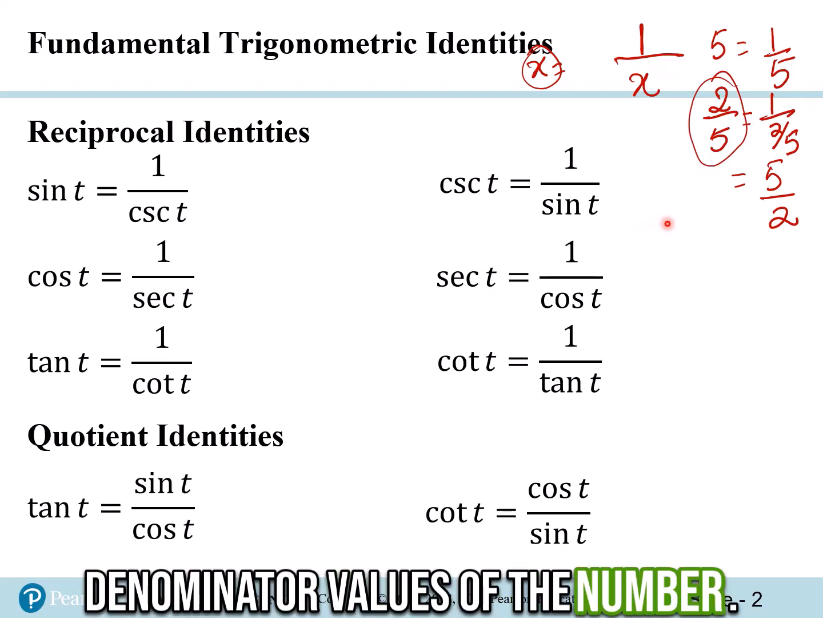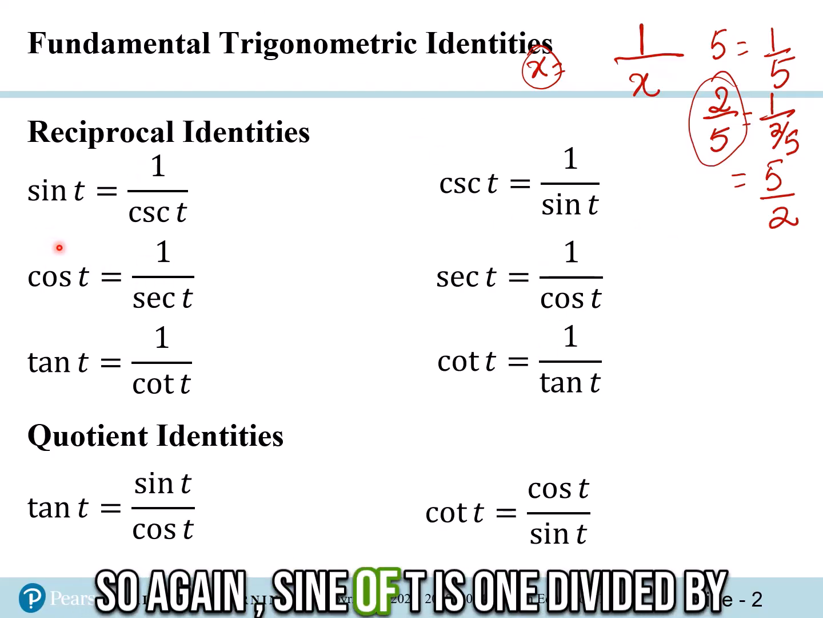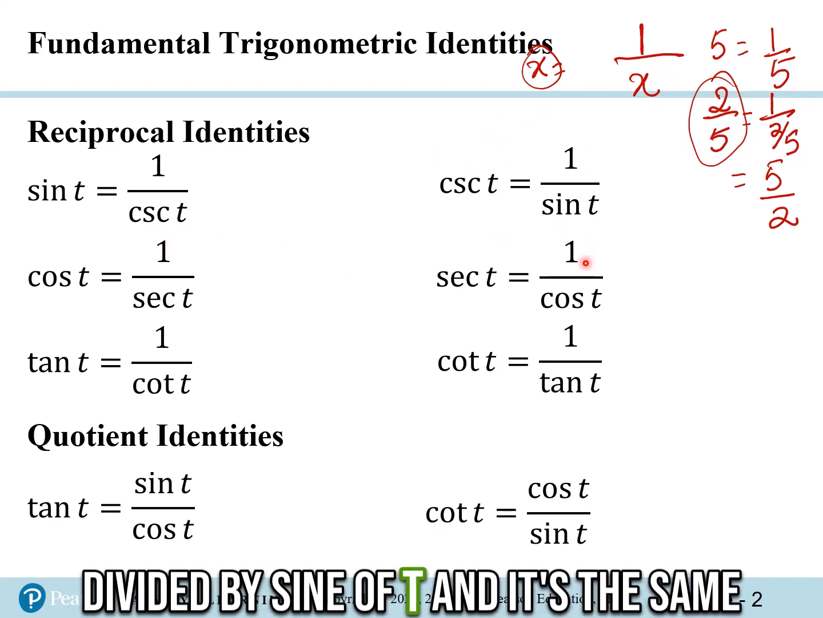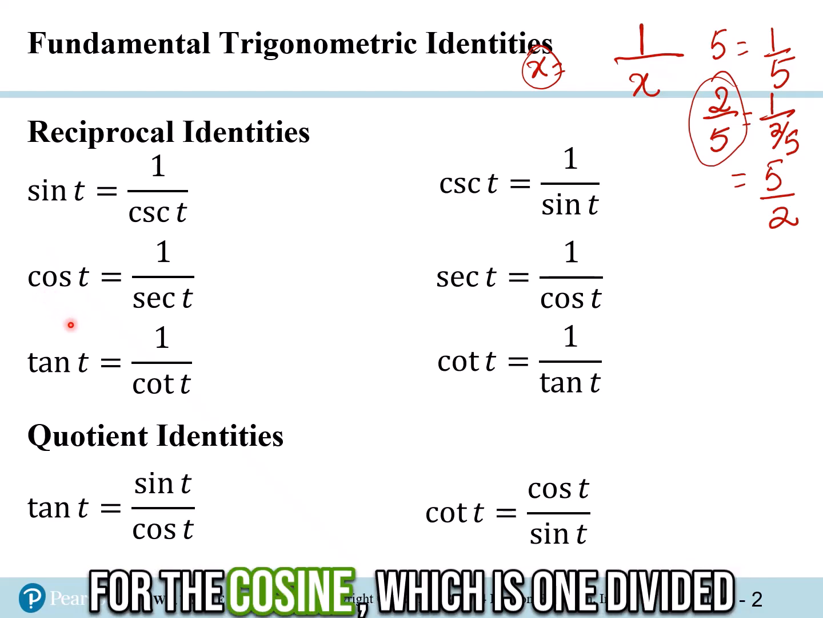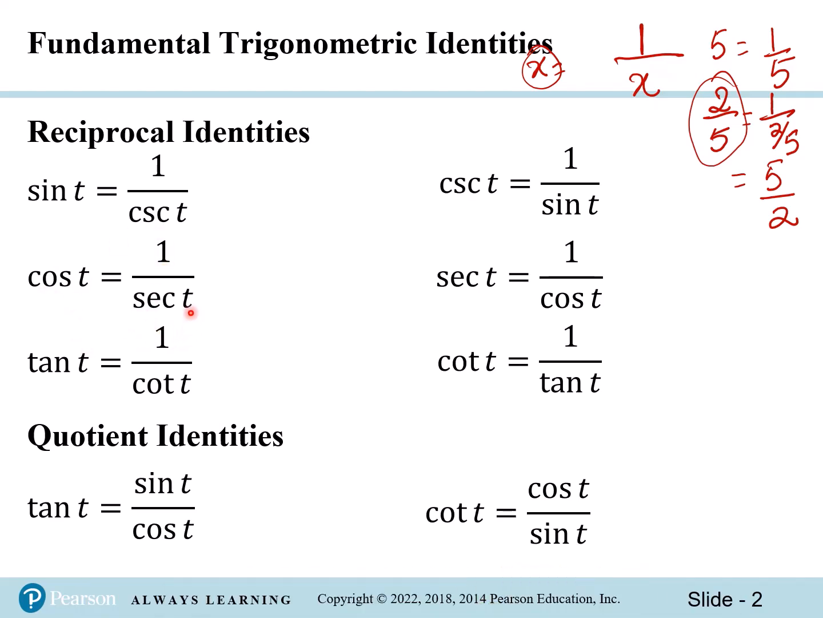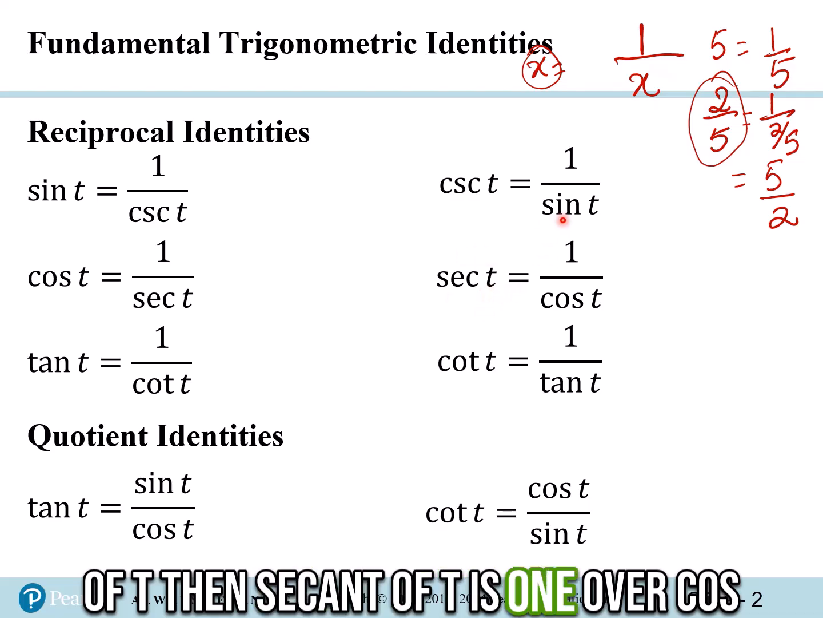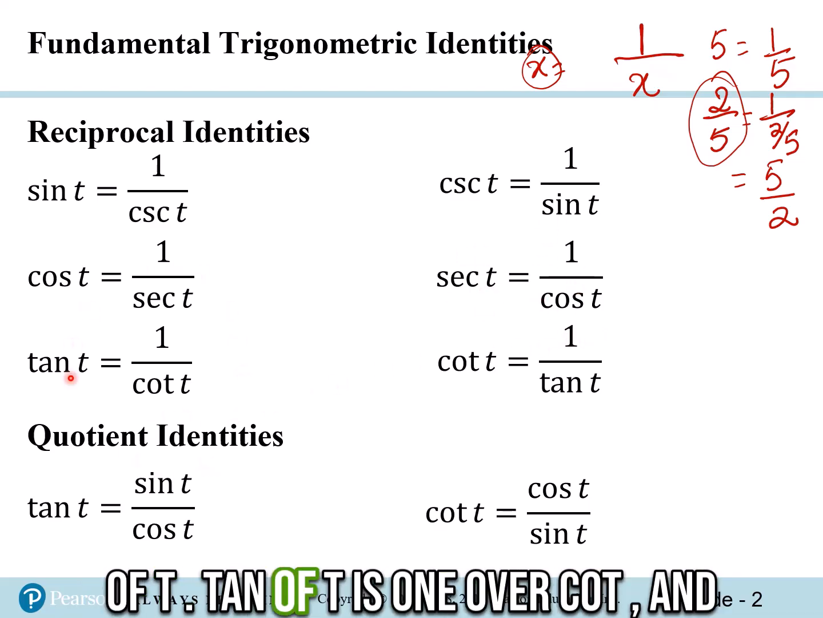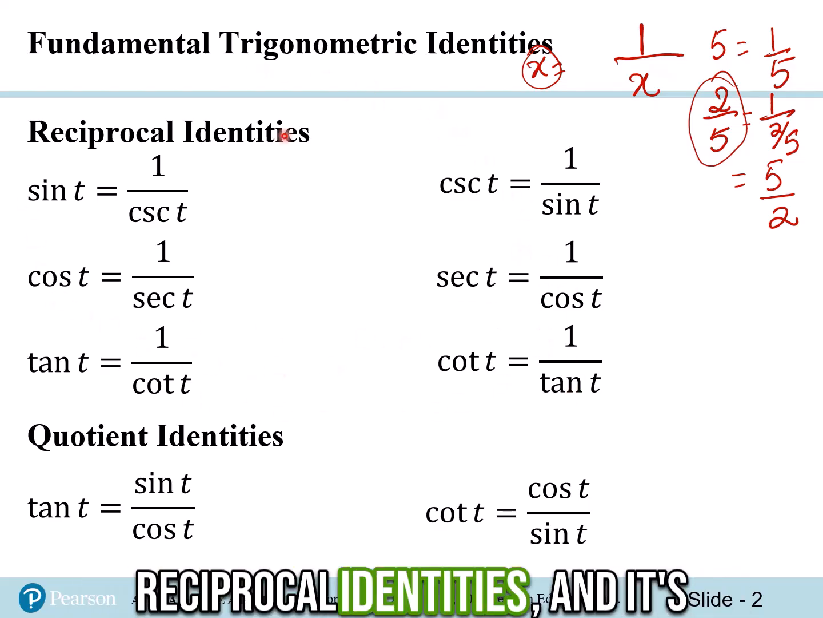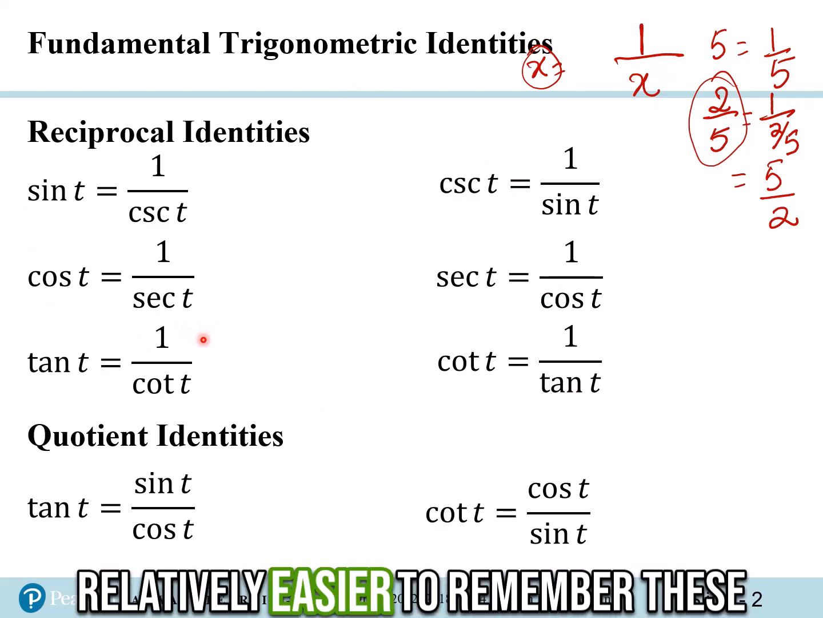So again, sine of t is 1 divided by cosecant of t. Cosecant of t is 1 divided by sine of t, and it's the same for the cosine, which is 1 divided by its reciprocal, which is secant of t. Then secant of t is 1 over cos of t, tan of t is 1 over cot, and cot is 1 over tan. So these are the reciprocal identities, and it's relatively easier to remember these identities.